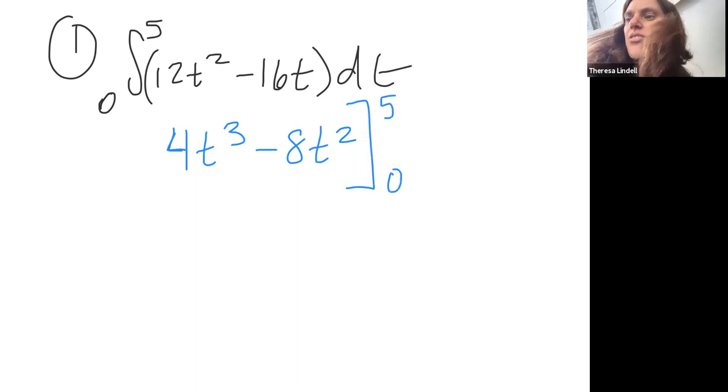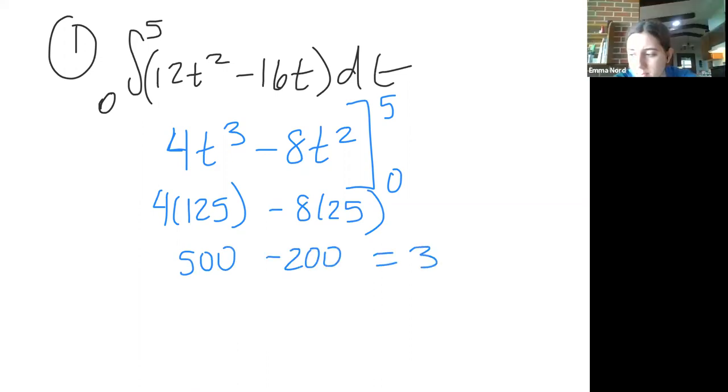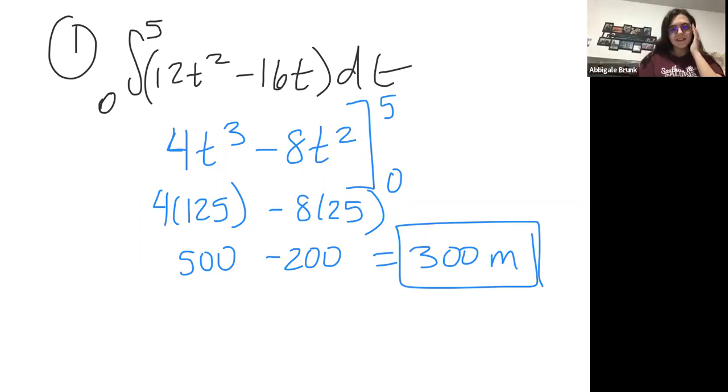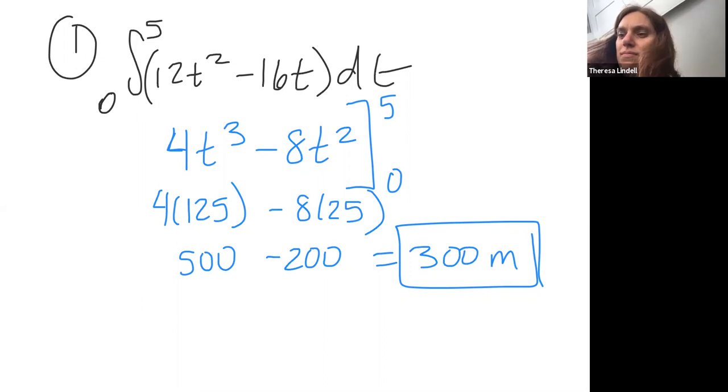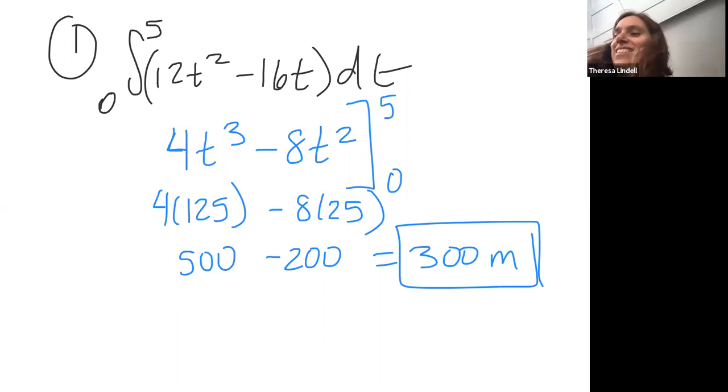And then 0 to 5. Then you just got to plug in 5. 5 cubed is 125. And 5 squared is 25. I'm pretty sure that's 500. I'm pretty sure that's 200. Yeah, I think so. How did I get it wrong? Well, 300. I had it all set up. Mental math wins again.